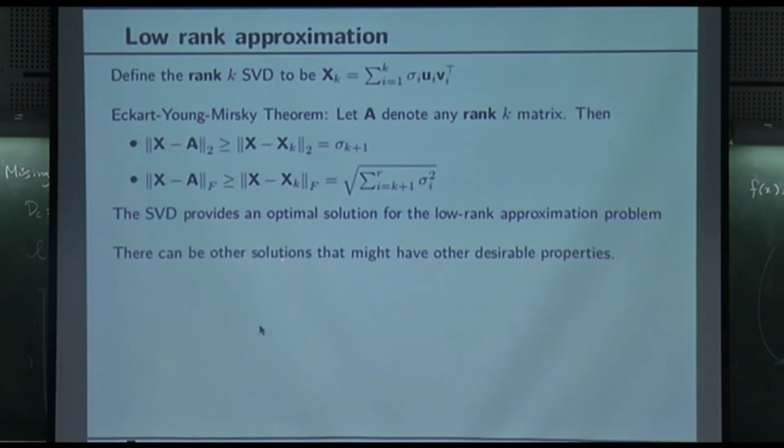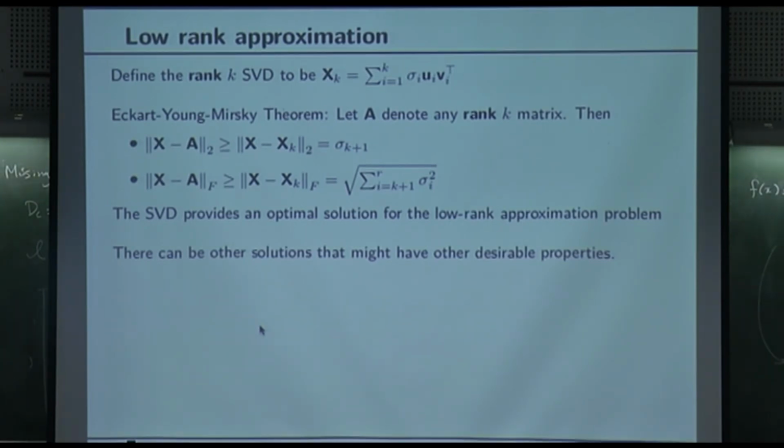There can be other solutions. Remember, this simply says that you pick any one, it cannot be better than SVD, but there might be other solutions that are equally as good as SVD that might have other desirable properties. So when we look at other kinds of approximations, we want to look at the possibility that non-SVD solutions might give me something better. And there have been other proposals that have been made.